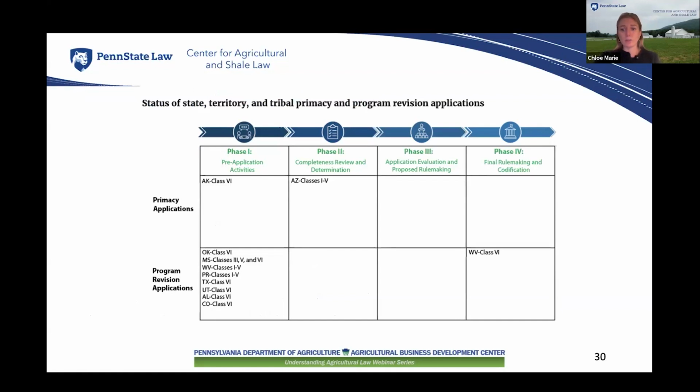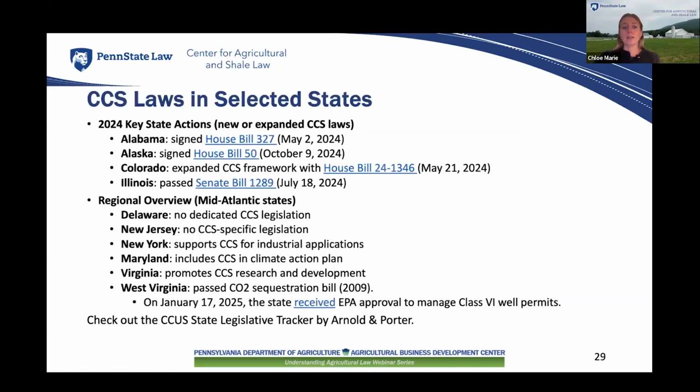And going back to the other slide, if you're interested in staying up to date on state actions around carbon capture and storage legislation, you can just check out the CCUS State Legislative Tracker. It was created by the law firm Arnold & Porter and is available to the public through the Columbia Climate School's Sabin Center for Climate Change Law. I'm sorry, I forgot to add a link to the tracker on that slide, but we'll do so when we post it on the website.